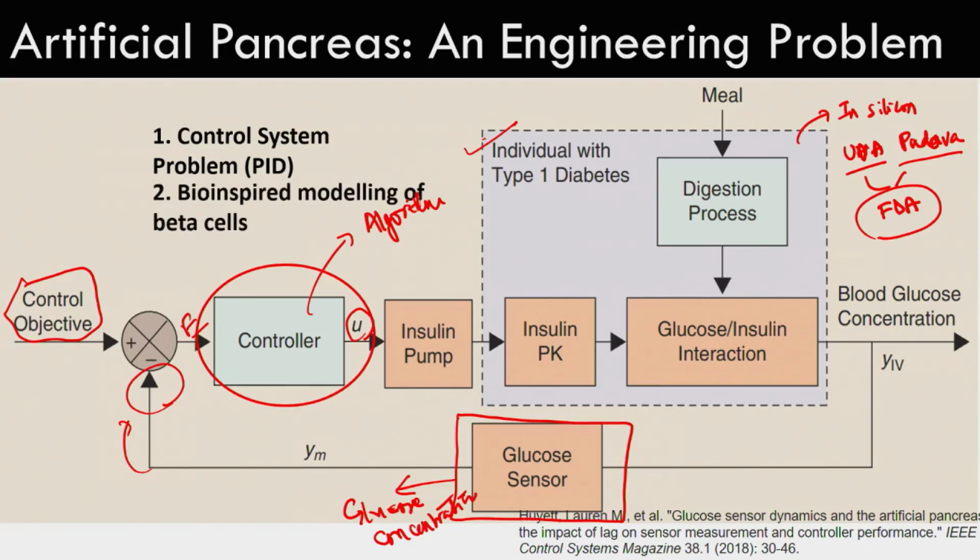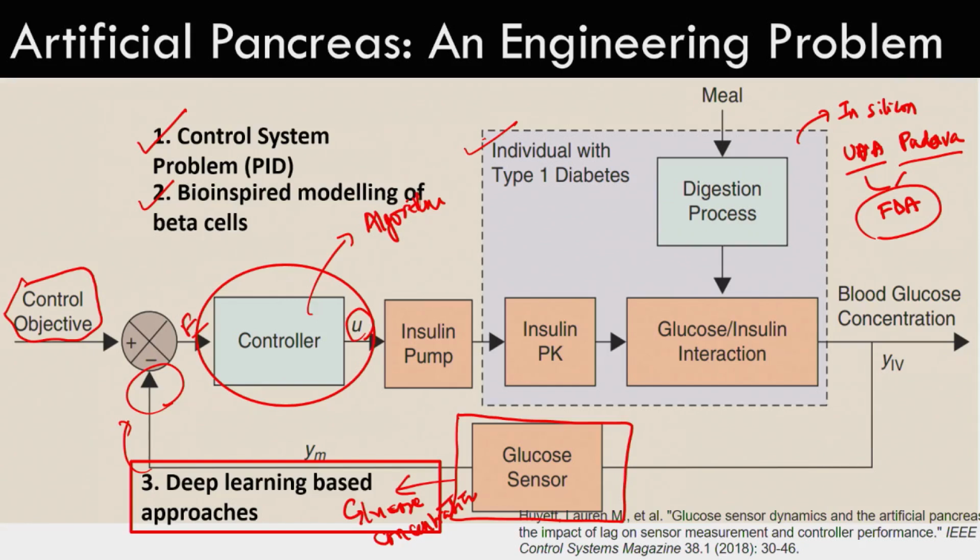So, there are many different approaches. This controller, we can use it as a PID control, that was the old way in which people used to do. Then we have the bio-inspired modeling, beta cells, and recently people started using the deep learning approaches. This deep learning approach we will look at in more detail in a later lecture that is going to come.